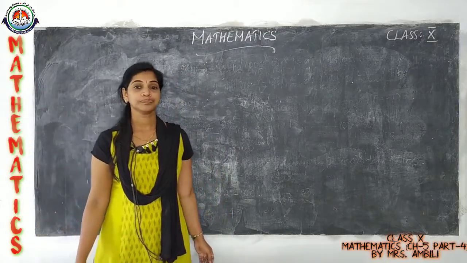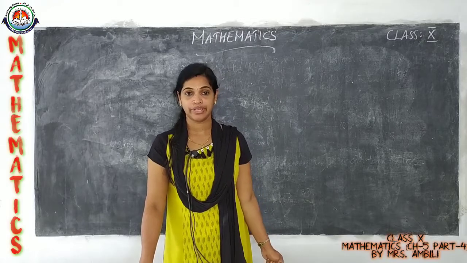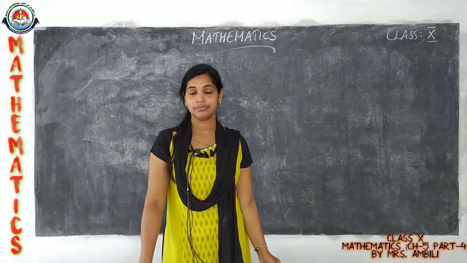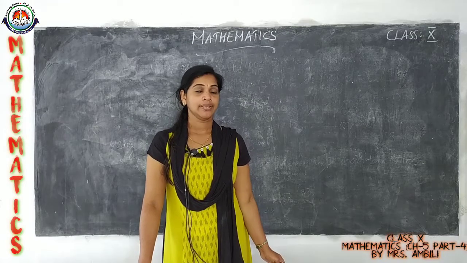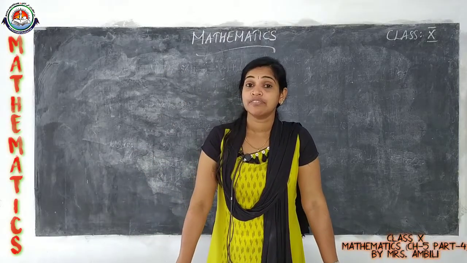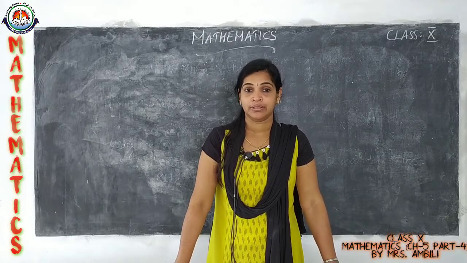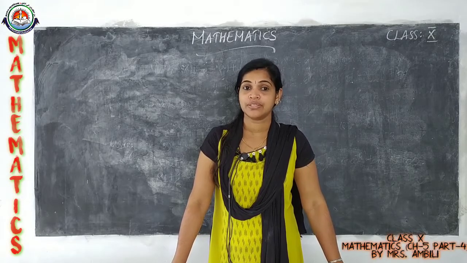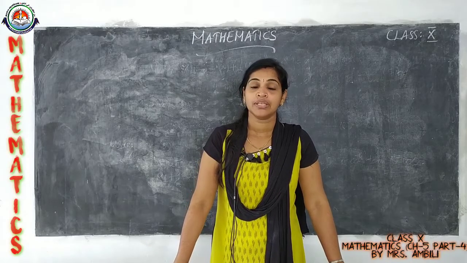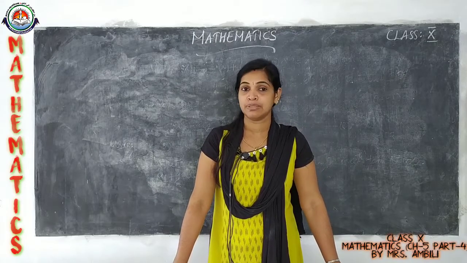So our next question, how many 2-digit numbers are divisible by 5? Okay, so what is the first 2-digit number divisible by 5? 2-digit number is starting from 10, isn't it? Is 10 divisible by 5? Okay, so we can take 10 is the first 2-digit number divisible by 5.